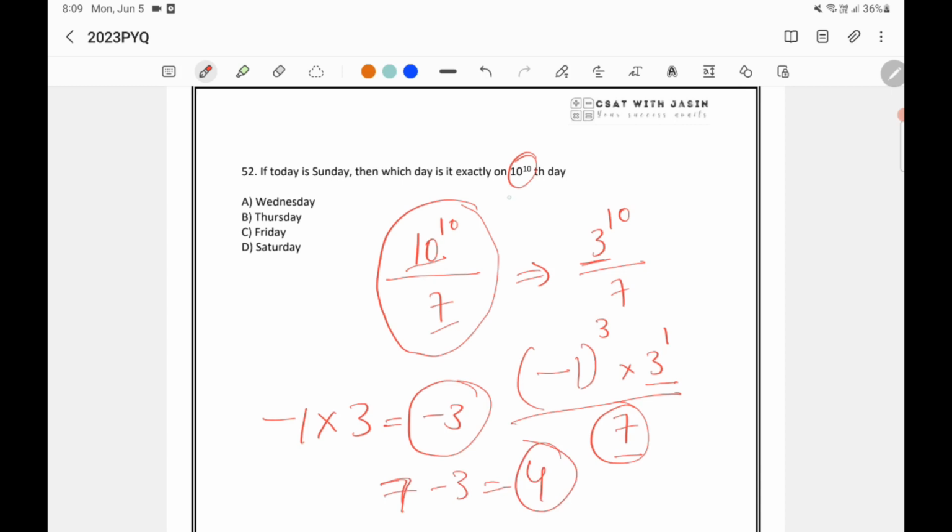So when 10 raised to 10 is divided by 7, we are getting 4 as remainder. So if today is Sunday, then we just need to add 4 with Sunday. So that is Monday, Tuesday, Wednesday and Thursday. So the answer is option B, Thursday.